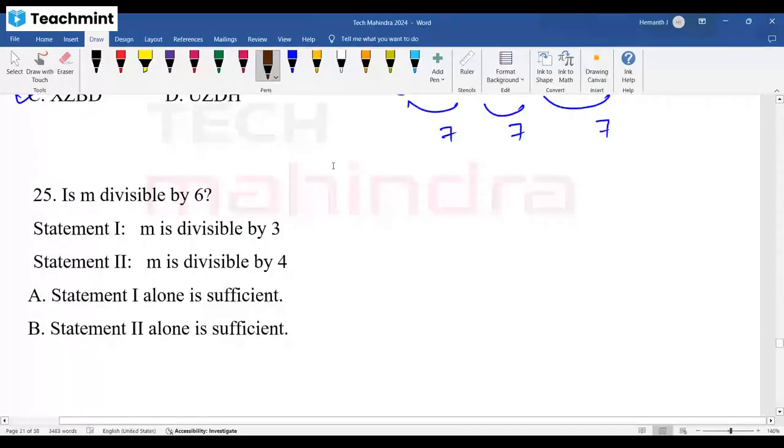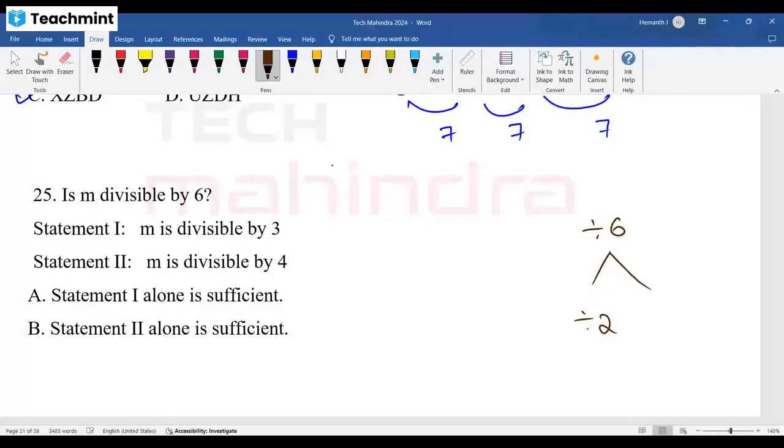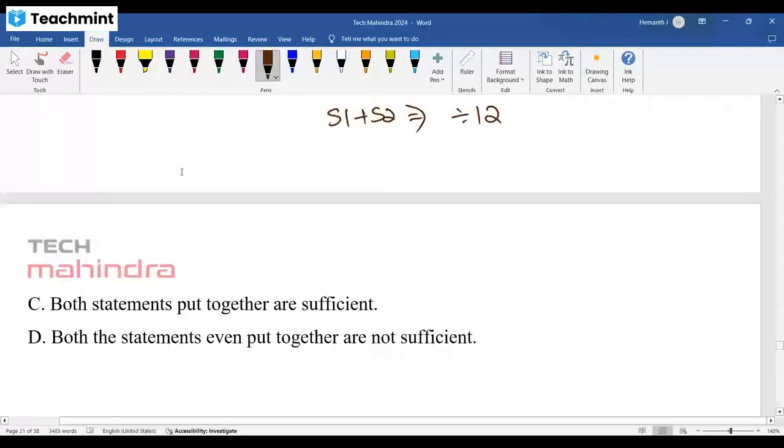Now, is m divisible by 6? If any number is to be divided by 6, it should be divisible by 2 and by 3. If it is divisible by 3, I cannot say alone. Divisible by 3 does not mean divisible by 6. 9 is divisible by 3, not by 6. If it is divisible by 4, I cannot decide. 8 is divisible by 4, divisible by 6, no. But put together, if it is divisible by 3 and 4, it's divisible by 12. A number divisible by 12 is obviously divisible by 6. So put together sufficient. You have to go with the answer put together sufficient.